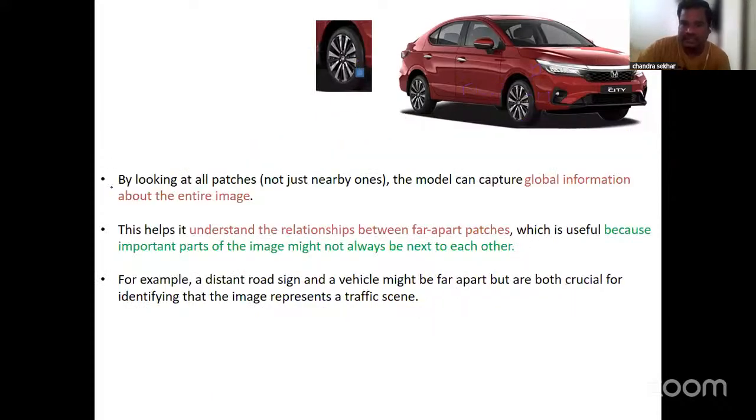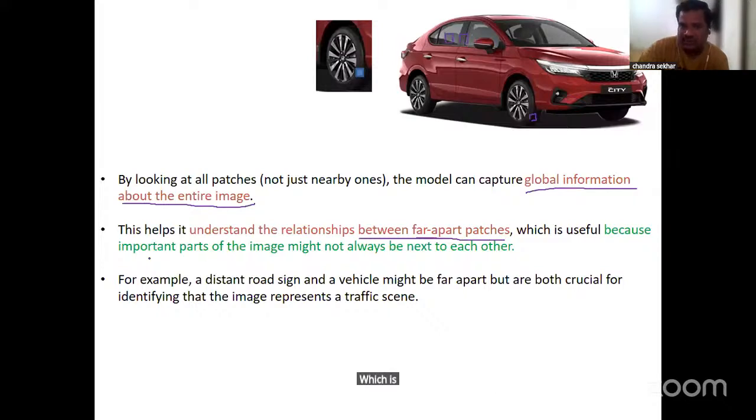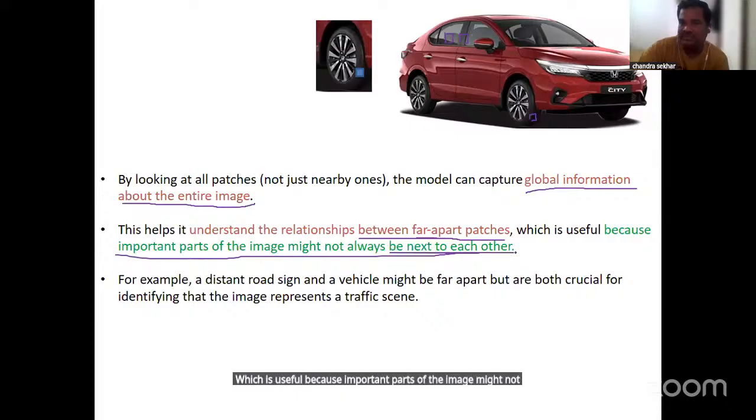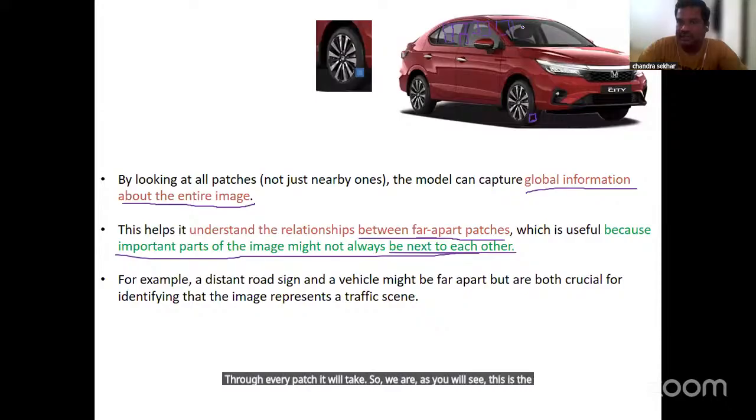Got it? So now see here, by looking at all patches, not only the nearby patches, you look into all other patches of the image. The model can capture global information about the entire image. It helps it understand the relationship between far apart patches, which is useful because important parts of the image might not always be next to each other. So what the model has to learn is which part of the image this patch is related or nearer to. Every patch it will take.